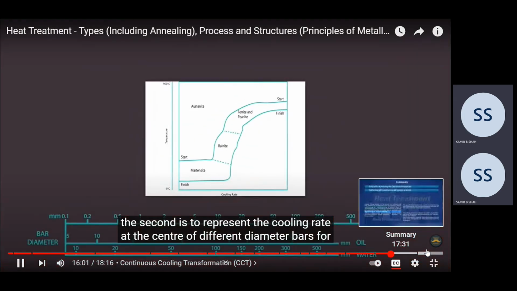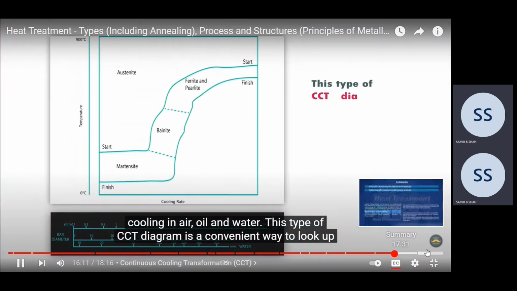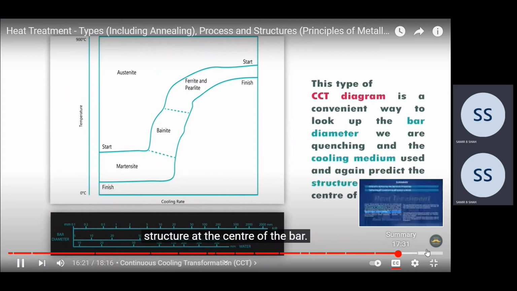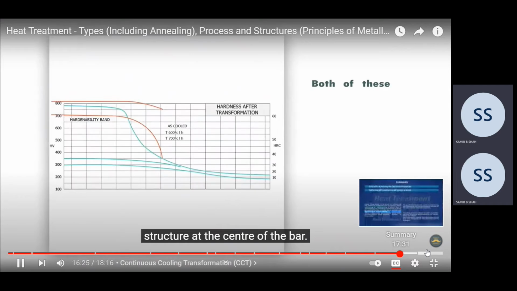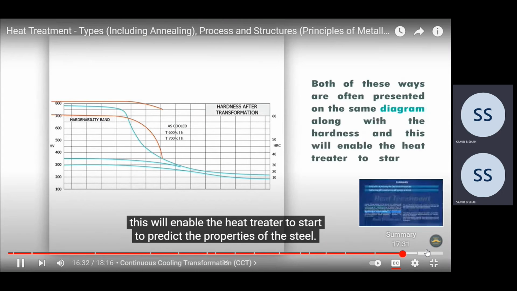The second is to represent the cooling rate at the center of different diameter bars for cooling in air, oil, and water. This type of CCT diagram is a convenient way to look up the bar diameter we are quenching and the cooling medium used, and again predict the structure at the center of the bar. Both of these ways are often presented on the same diagram, along with the hardness, and this will enable the heat treater to start to predict the properties of the steel.